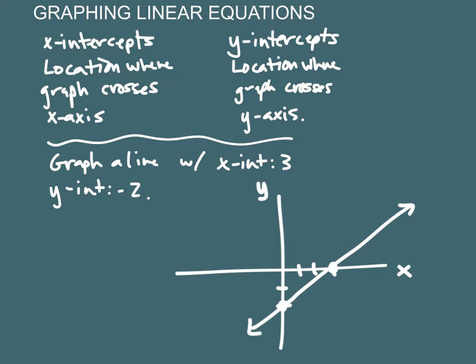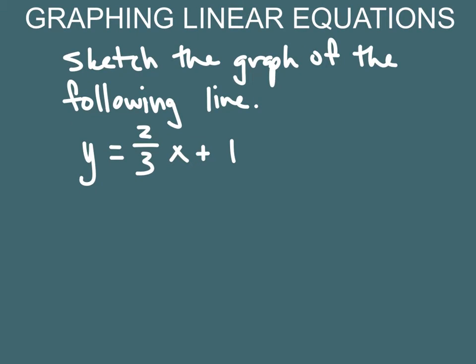Okay, so let's real quick talk about graphing linear equations in slope-intercept form. On something like this, we want to sketch the graph of the following line. So I've got the equation y equals 2/3 x plus 1. And what I want to do is identify a couple things. First of all, I want to identify our slope, which is a slope of 2/3. That's the number in front of the x. The other thing I want to identify is our y-intercept of 1.